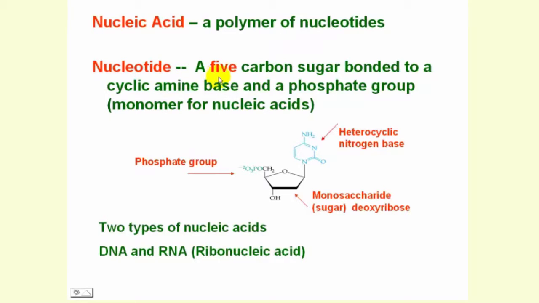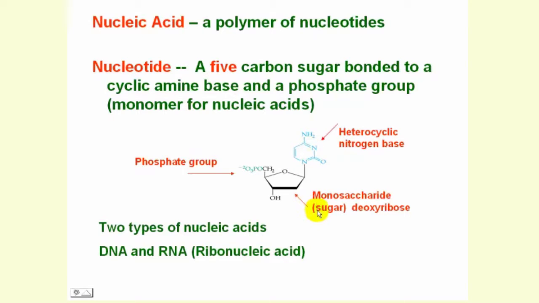A nucleotide is a 5-carbon sugar that is bonded to a cyclic amine base and a phosphate group. So here we have a sugar, that's our monosaccharide, and it's a 5-carbon sugar. 1, 2, 3, 4, 5 carbons, and notice the cyclic ring structure of the sugar. Here's the phosphate group, and then this here is a heterocyclic nitrogen base.